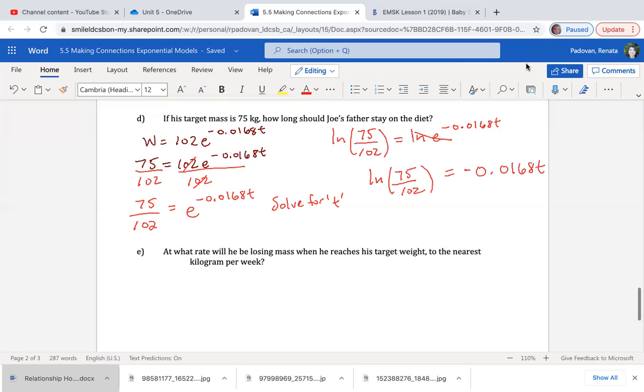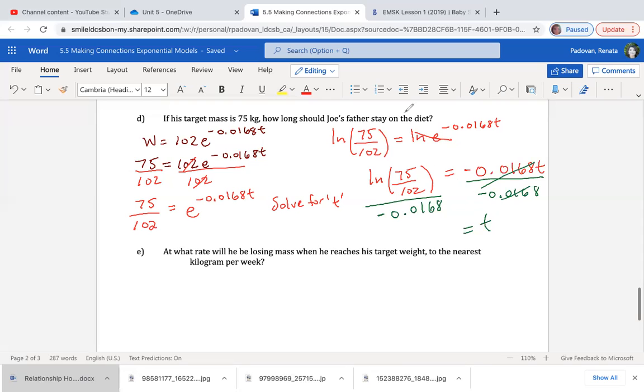And then I divide by, don't forget, -0.0168. Divide this answer as the numerator by -0.0168. Make sure you're doing this on your calculator so you know what the answer is and not just copying down what mine is. So try it right now. The ln of 75 divided by 102 as a numerator, then divide that by -0.0168. You've maybe never used these buttons all together on your calculator in this form. So just make sure that you're getting how long his father should stay on the diet.